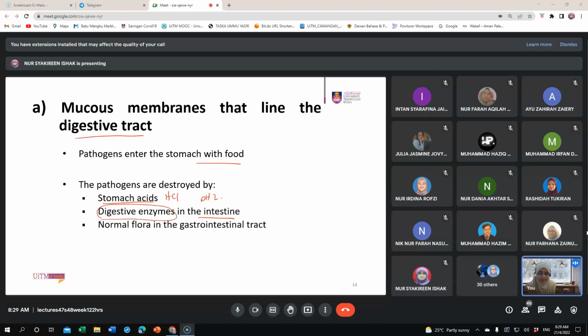digestive enzymes. These digestive enzymes can come from the pancreas. The pancreas secretes digestive enzymes into the small intestine, and the small intestine also produces its own digestive enzymes. So all these enzymes will digest the food along with any pathogen that may be present. And then normal flora in the gastrointestinal tract. The normal flora are the good bacteria that prevent the growth or the invasion of the pathogen.